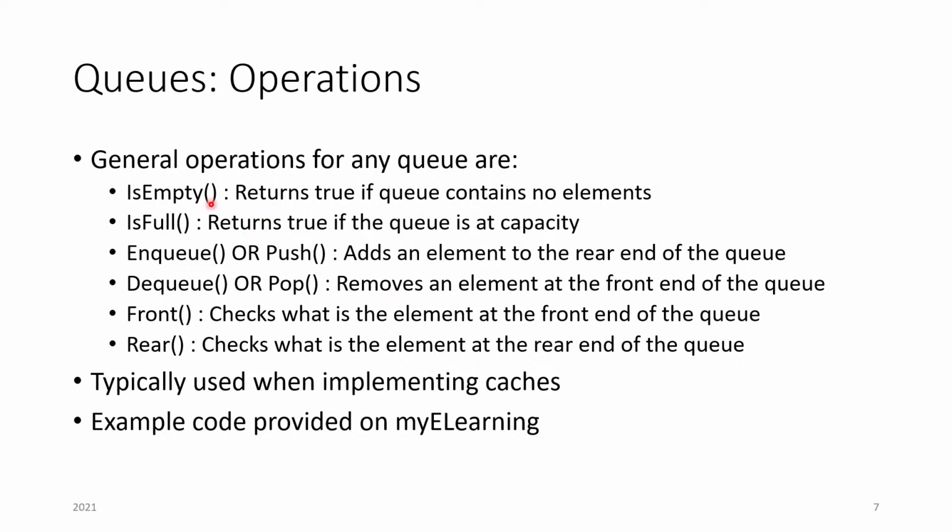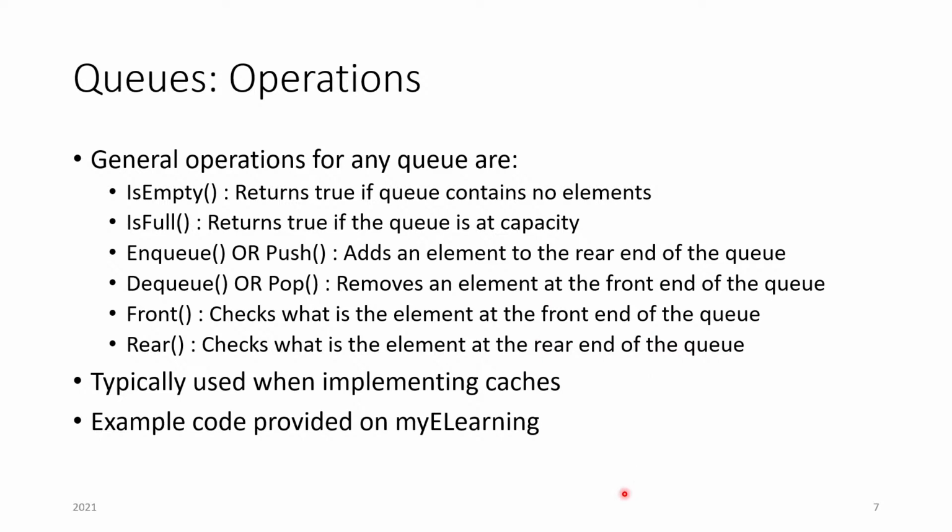With queues, you have 6 methods that are always implemented. You'll have is empty and is full, which basically just check if the queue is empty or if the queue is full, because queues tend to have a fixed size. Enqueue or push, which are just different names for the same function, adds an element to the end of the queue. Dequeue or pop removes an element from the front of the queue. And you can also have specialized peek functions, known as front and rear, which check what element is at the front and at the rear of the queue.